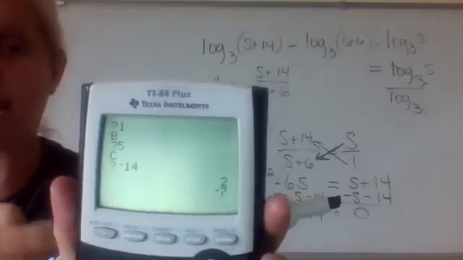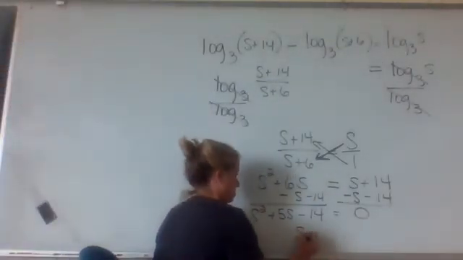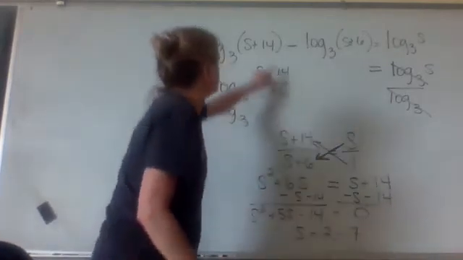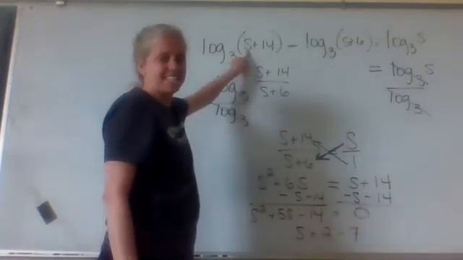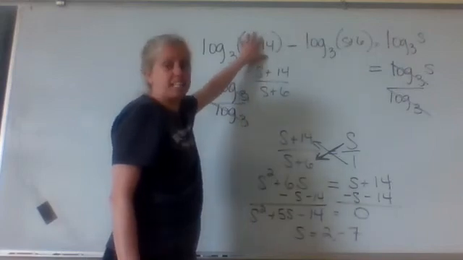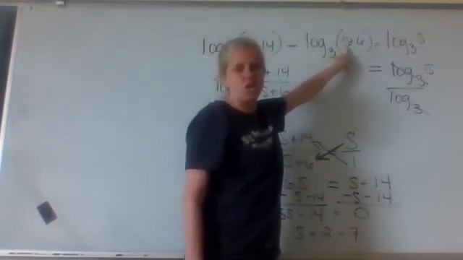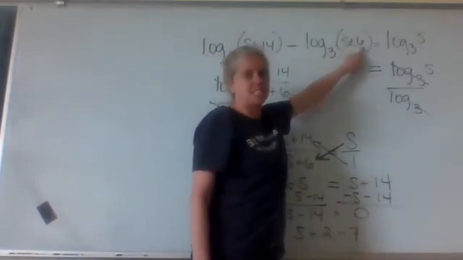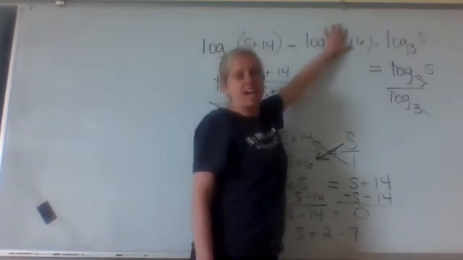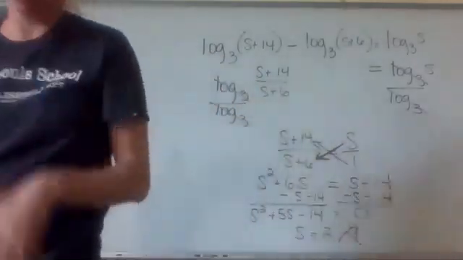So be careful when you get that answer, 2 and negative 7. Right here, think about this. If you put the negative 7 in place of this s, you'd have negative 7 plus 14. So that one would actually be okay because that would end up being positive. But what happens if you put the negative 7 here? Negative 7 plus 6 gives me negative 1, and I can't take the log of a negative. That's an error. So that's why that negative 7 is not a true solution.